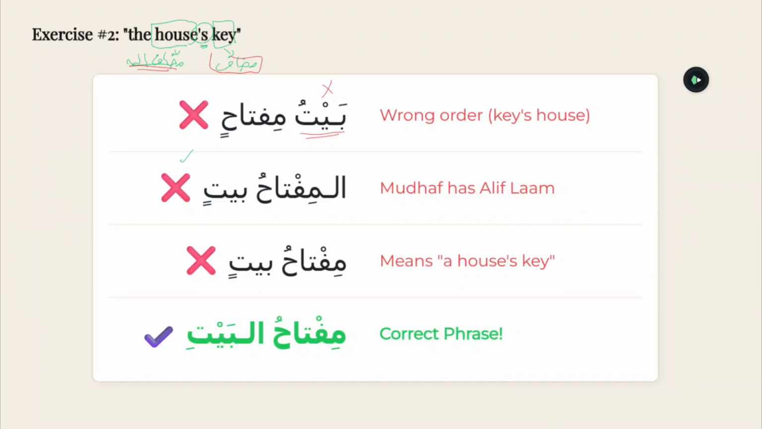Okay? But there's an issue. Rule number 2 is mudaf cannot have alif lam or tanween. And clearly there's a tanween over here. There's an alif lam over here, afwan. So that is incorrect. And number 3, what if you said miftahu baytin? Miftahu baytin, a house's key.